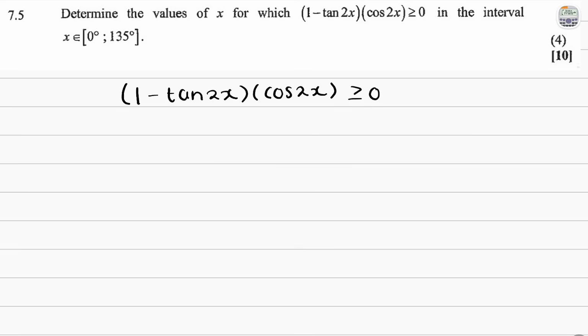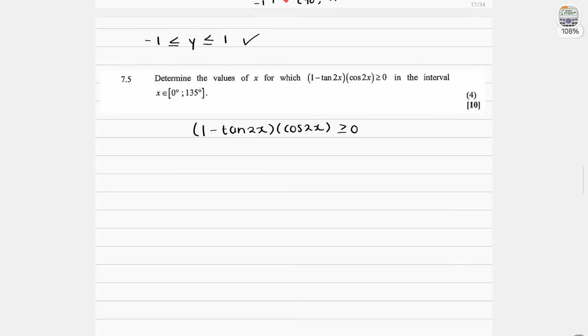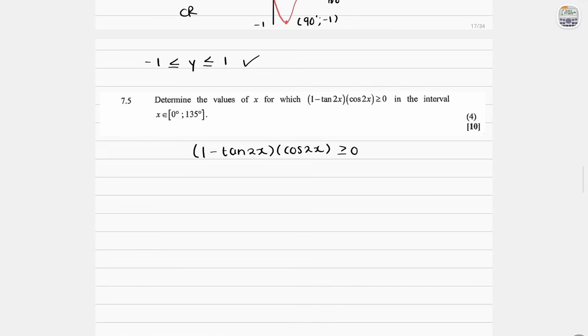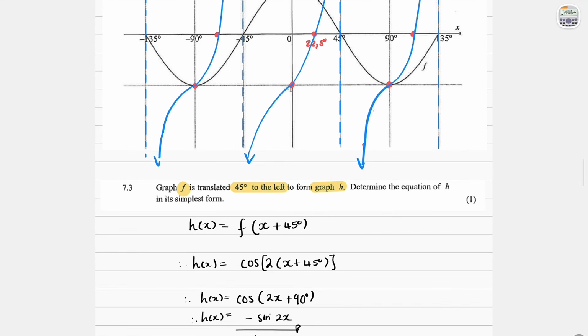They're not going to all of a sudden introduce brand new graphs. So this definitely has to do with the graphs that you already have. So let's just look at those. Okay, 1 minus tan 2x, cos 2x. Do we actually have these graphs?